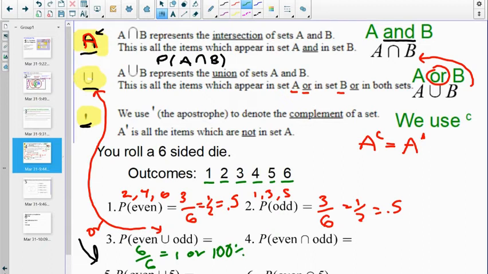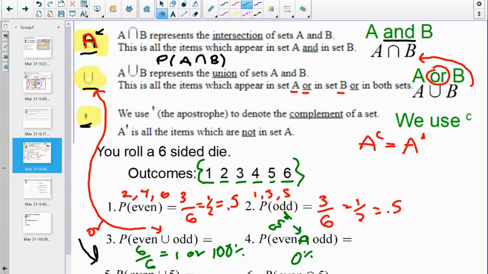Now for number 4, we have probability of even. And remember, this is "and", kind of looks like an A. And odd. Okay, so let's see. Can a number be odd and even at the same time? The answer in this set here is no. There's no number that's odd and even at the same time. So that's just going to be 0%.